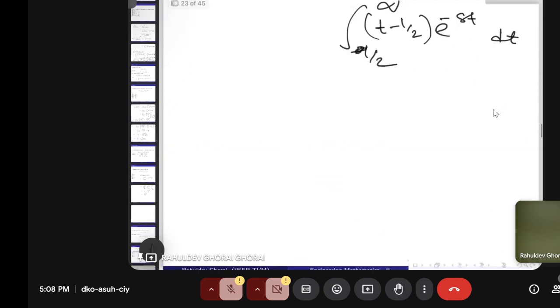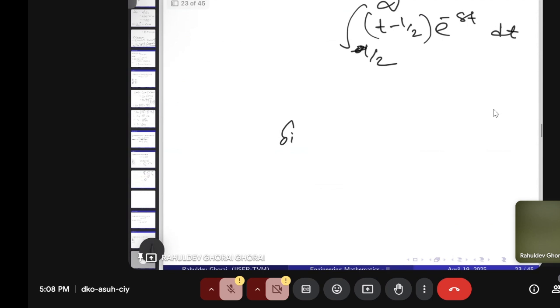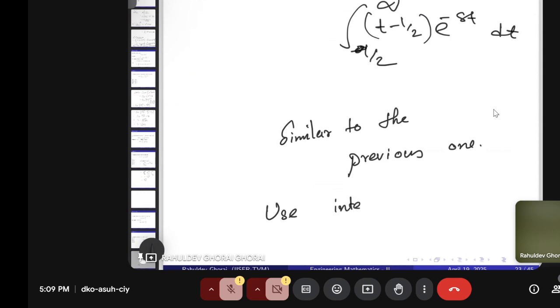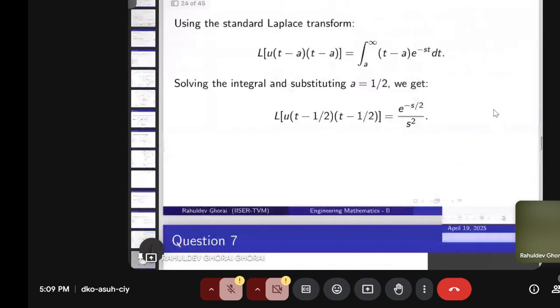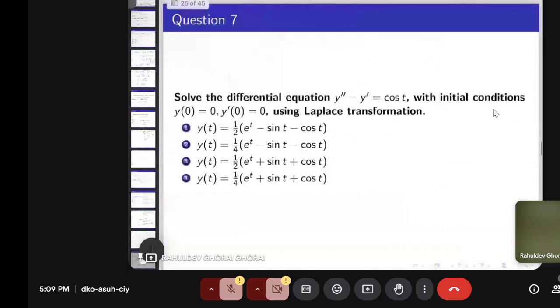So I hope, similar to the previous one, use integration by parts. Okay, see, the answer is also given to you.